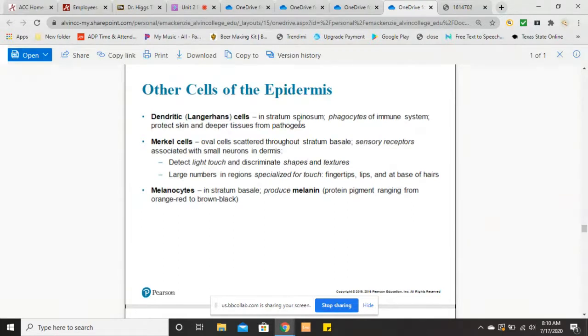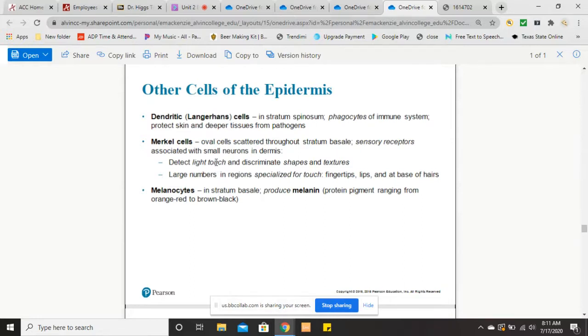You could feel things on your skin. You could feel because you have sensory receptors. There are cells we call the Merkel cells, sometimes called tactile cells, just in case you use a different textbook. These Merkel cells are just sensory receptors helping you to feel light touch.